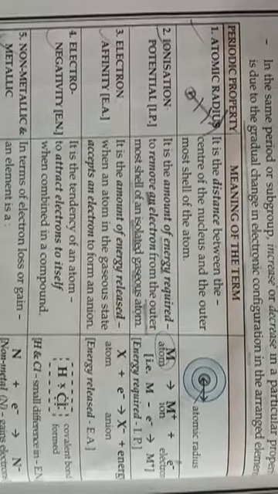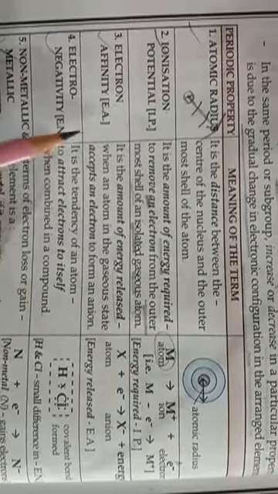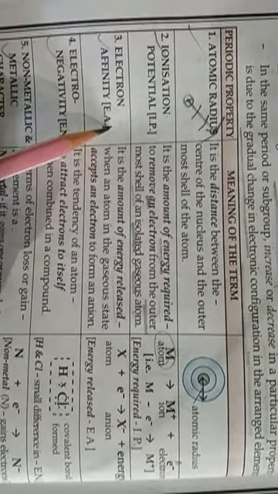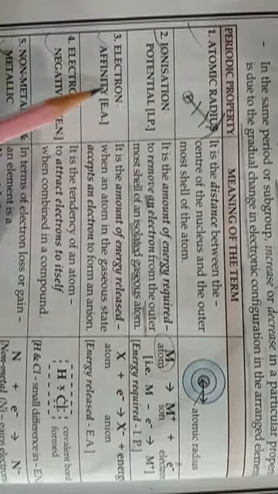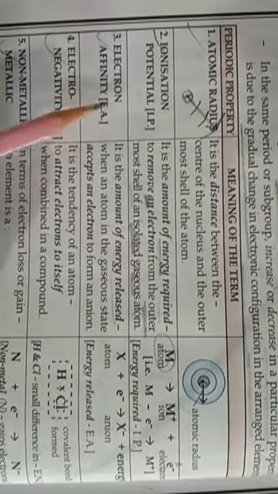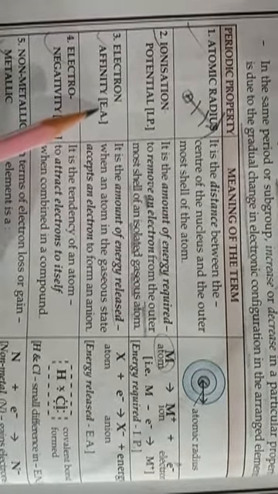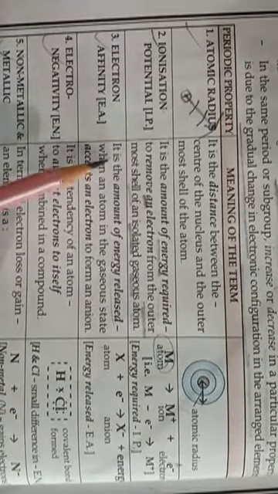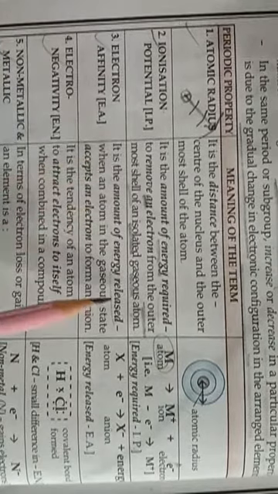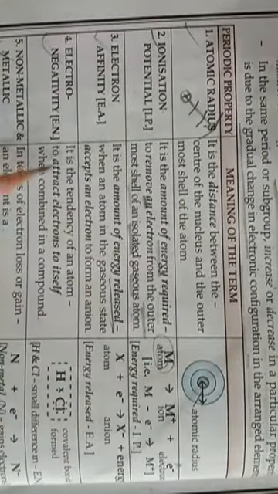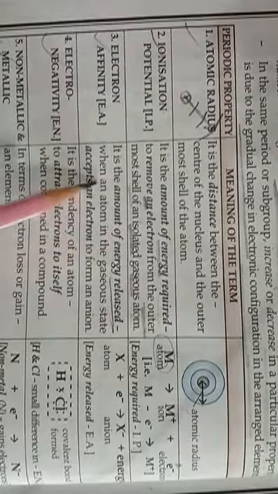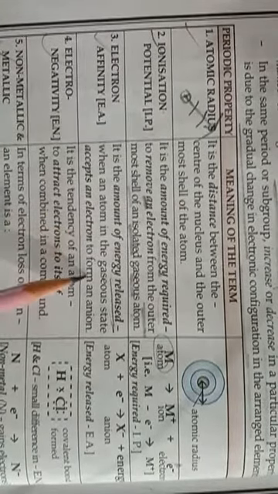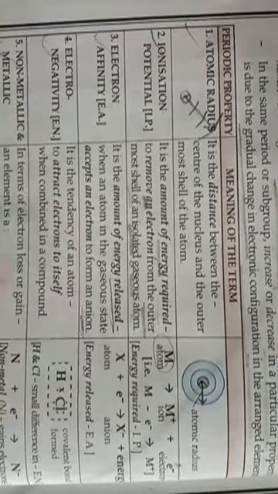Hello children, today in this lecture we will discuss periodic property third, electron affinity, and this property is in short represented as EA. According to the definition given here, it is the amount of energy released when an atom in the gaseous state accepts an electron to form an anion.